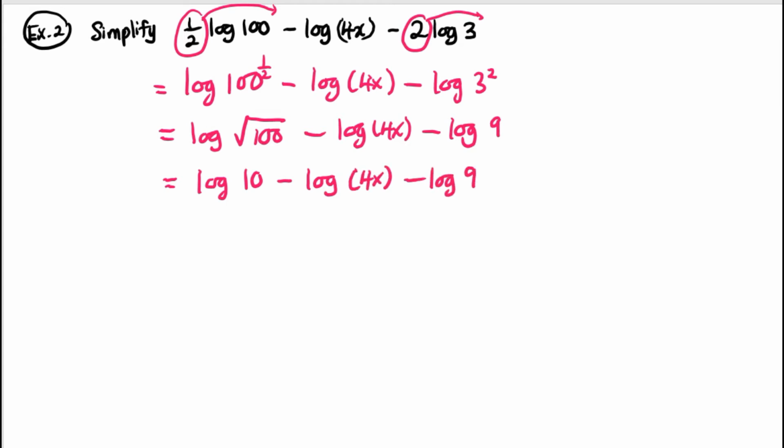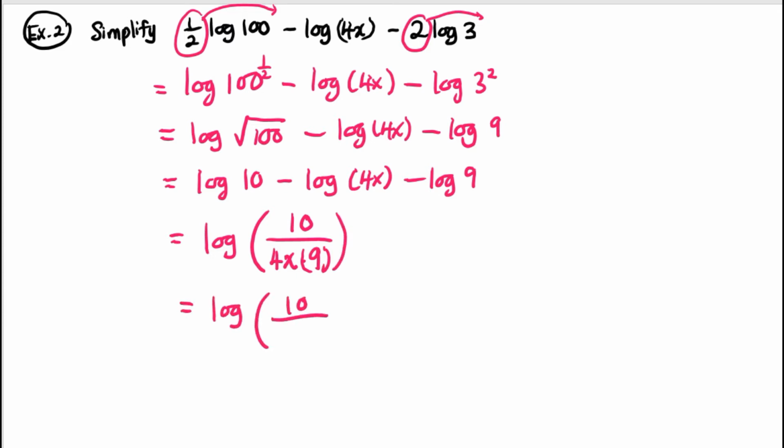Now we want to combine these as a single log, so I'll have something like log 10 divided by, because minus means divide, 4x, and that one is divide also, so it will go to the denominator, so multiply with 9. All right, now you have to simplify this, so you have log 10 divided by 36x, and then you simplify again, dividing by 2, so you have 5 over 18x. So 5 over 18x is the answer, right? So that's it.